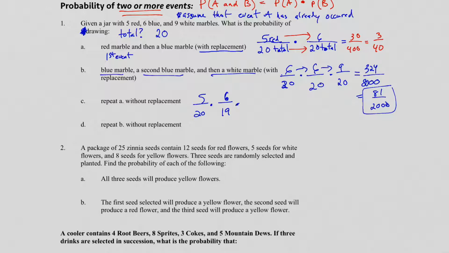And then, oh, that's it, right? So you see it's slightly different. Slightly different. So 20 times 19. That's the wrong. And then 3 out of 38.